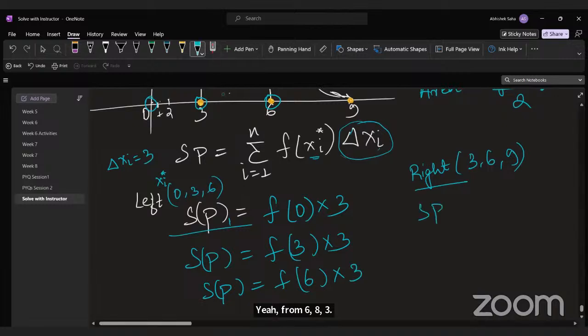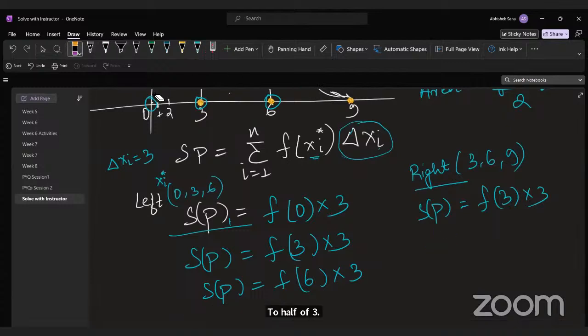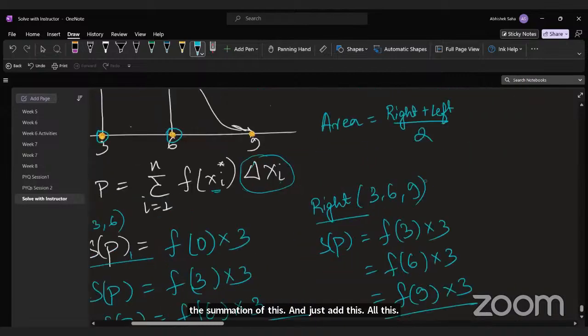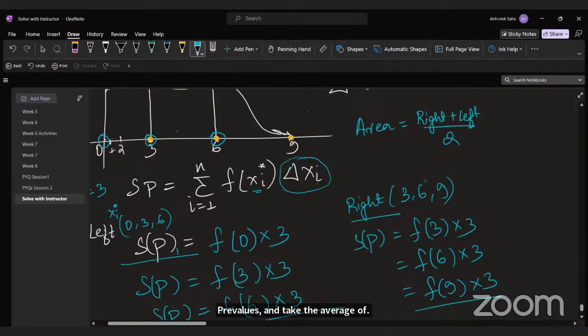For the right, S_P is equal to what? f of 3 times 3, plus f of 6 times 3, and f of 9 times 3. The summation of this: just add all these 3 values, and take the average of all the 6 values. Okay, so that's all for today.